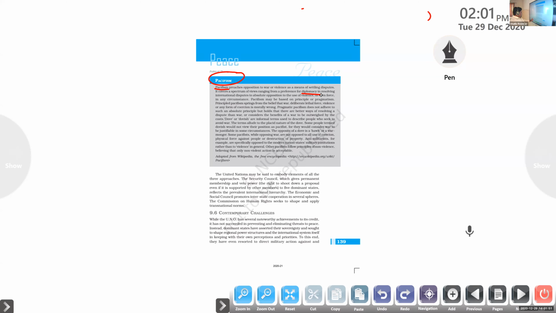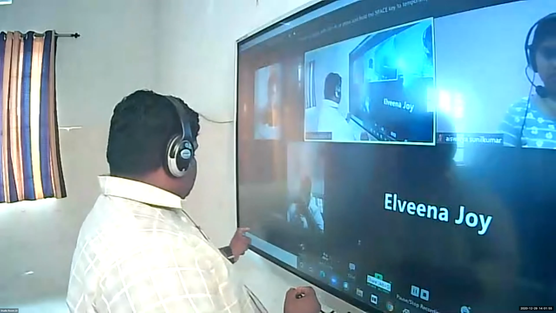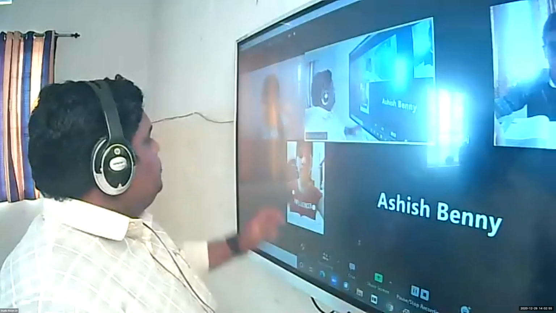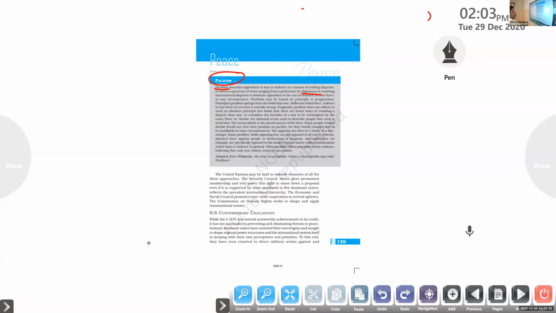So violence or any form of coercion is morally wrong. Pragmatic pacifism, a realistic pacifism, does not adhere to such an absolute principle but holds that there are better ways of resolving a dispute than war.